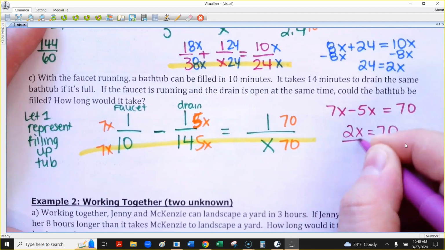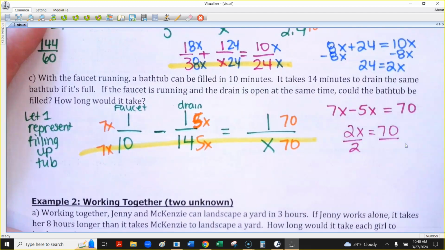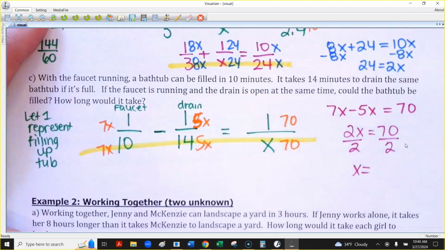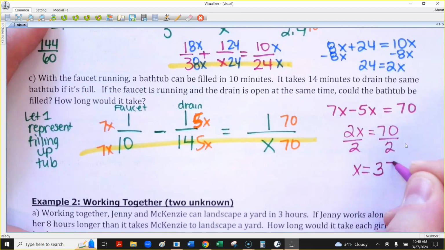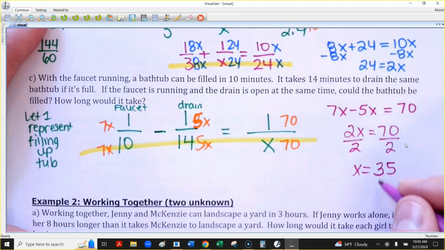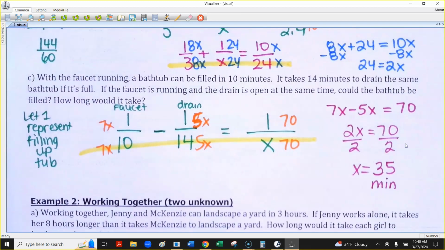So if we had the faucet and the drain going at the same time, we could still fill the bathtub up, but it would take, this is going to be in minutes because both of those were in minutes. 70 divided by 2 is 35, so it would take 35 minutes. Does anybody have a question?